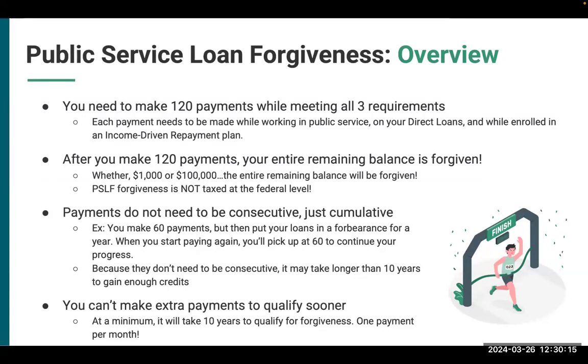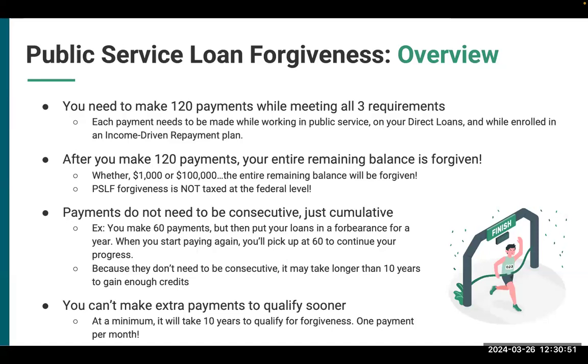The payments you make do not need to be consecutive. They just need to be cumulative. So you just need to make 120 total cumulative qualifying payments. So let's say you made 60 payments, right, working for a qualifying employer, but then put your loans in forbearance for a year, or maybe you worked for a private employer after that. Well, when you resume your eligibility or resume making payments, you'll be able to pick back up where you left off. So pick back up at that 60 and continue your progress to the 120. All right. So again, they do not need to be consecutive.